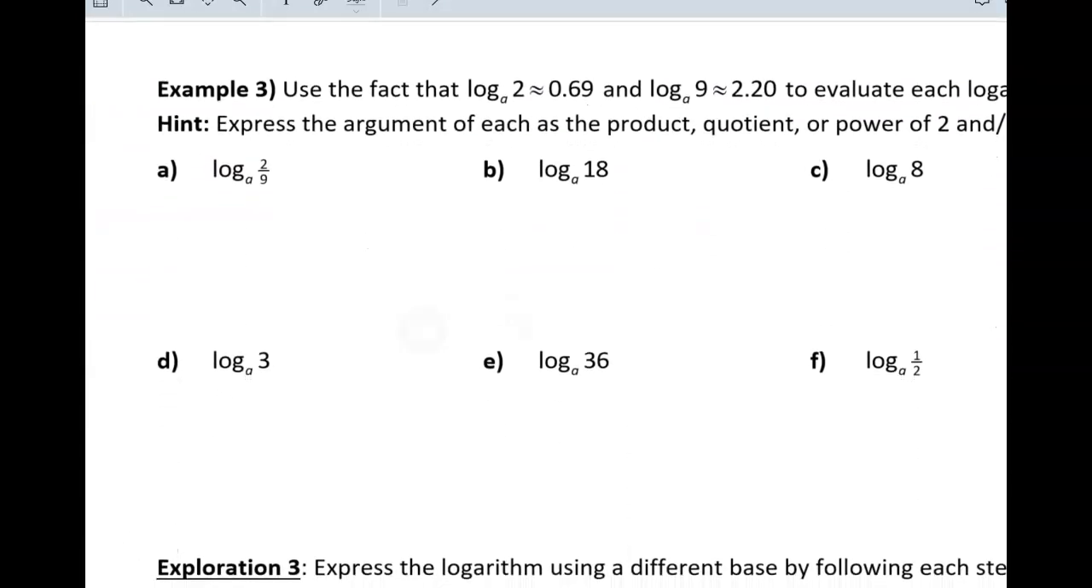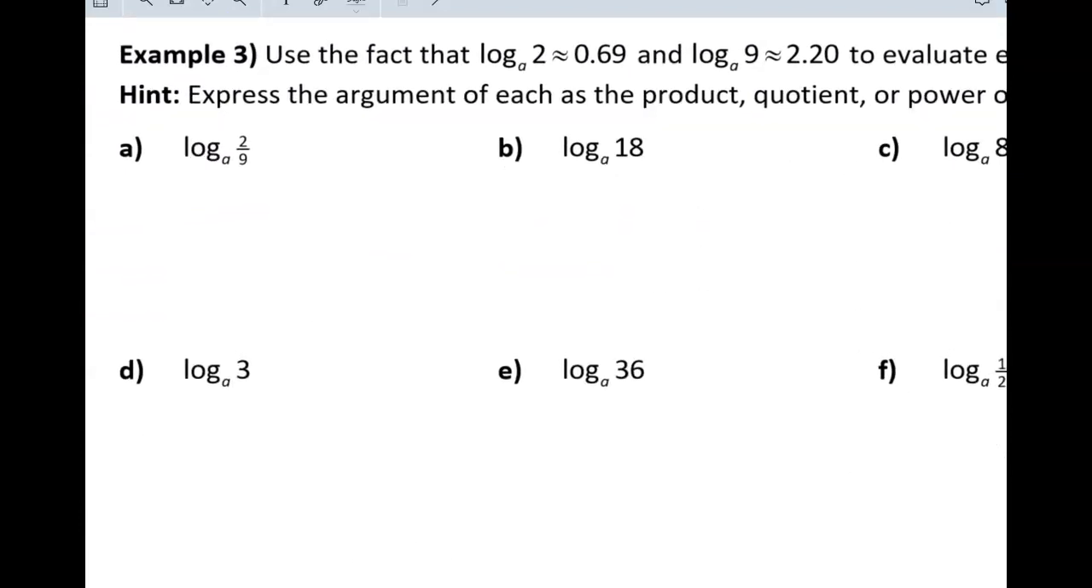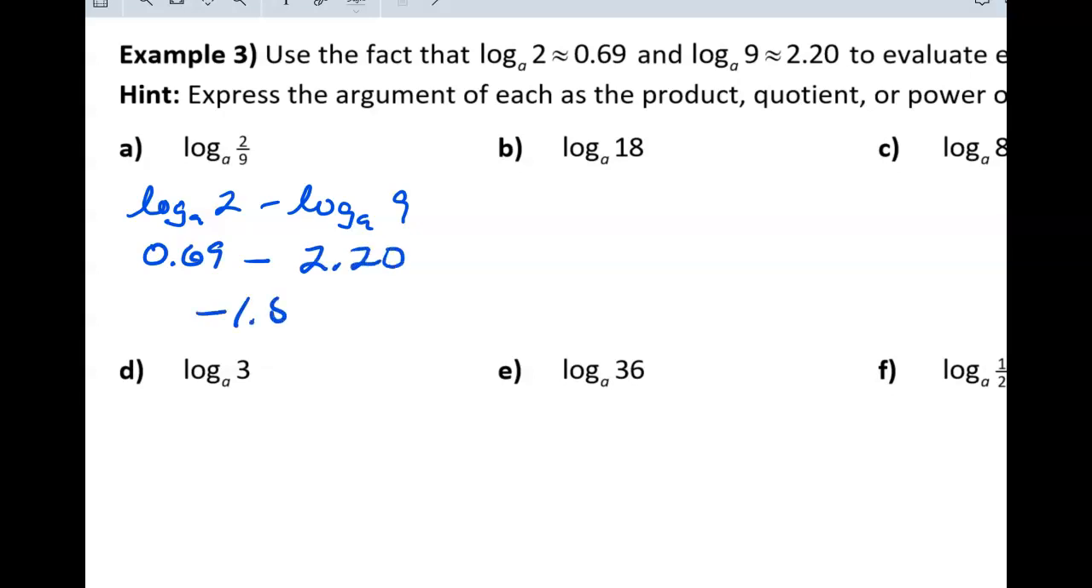All right, these are kind of fun here. We're going to use the fact that you have a couple of log values that are given to you. We're going to use those values to estimate the logarithm of some different values. So log base a of 2/9 can be re-expressed as log base a of 2 minus log base a of 9. And we just so happen to have those values. Log base a of 2 is 0.69. Log base a of 9 is 2.20. And if we subtract those, we get 1.51.